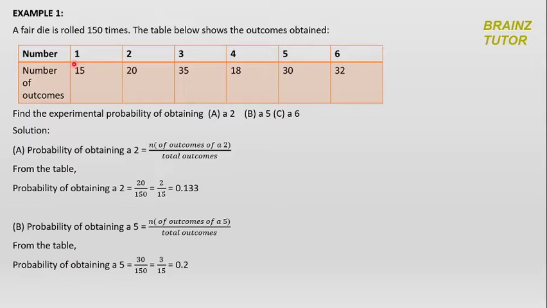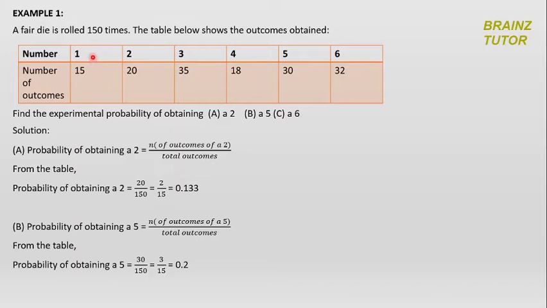Example 1 says a fair die is rolled 150 times. The table below shows the outcome obtained. Before we go on to solving this question, let us analyze it, and it's been simplified for us here with this table. We can see that the number on the die varies from 1 to 6, that is 1, 2, 3, 4, 5, 6. So if a fair die is rolled 150 times, we want to know how many times 1 will occur.